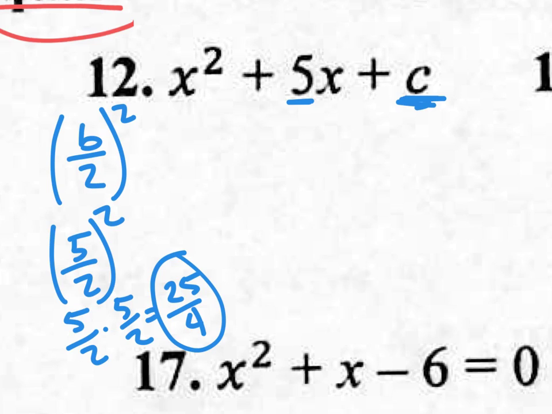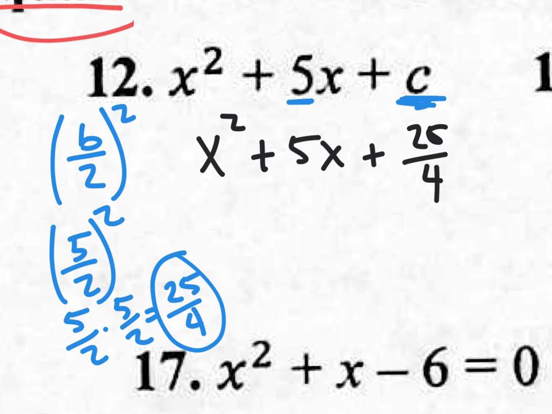So if you wanted to write number 12 as a perfect square quadratic trinomial, you're going to write it as x squared plus 5x plus 25 fourths. That looks like a 26. Let me change that. 25 fourths. This right here, ladies and gentlemen, is a perfect square quadratic trinomial. Yeah, it gets ugly when your b value is odd, because when you take half of it, you end up with a fraction, and then you have to square that fraction. But that's still a perfect square quadratic trinomial. So this is one answer. The c value is 25 over 4.